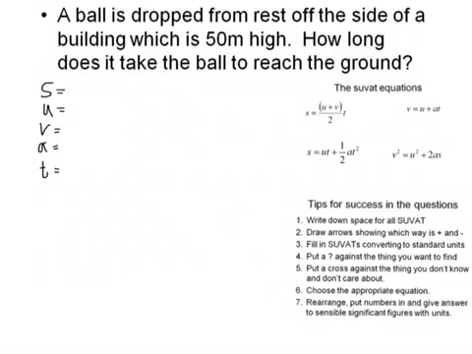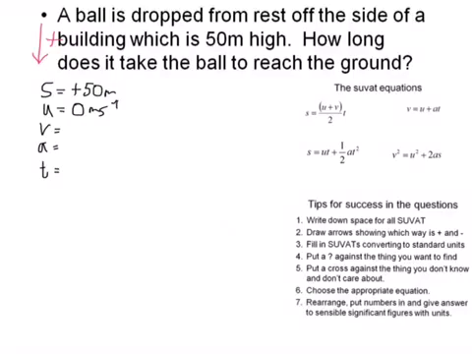Okay, so the next step is to decide which way I'm going to call positive and which negative. So I'm going to draw an arrow because I'm going to call down positive. Okay, so now I can fill in all the information of the S, U, V, A and T that I know. So that will be that I know S is going to be plus 50 metres because it's 50 metres down. I know that U, the initial velocity, is 0 because it was from rest. Really, I should have put units in those.